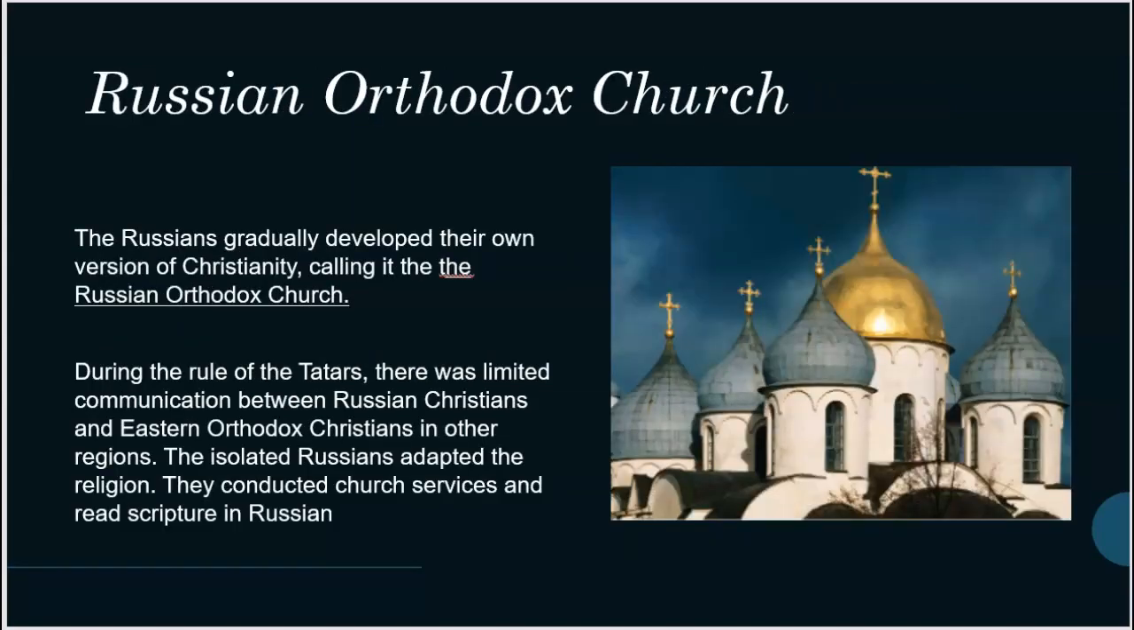Russian Orthodox Church. The Russians gradually developed their own version of Christianity, calling it the Russian Orthodox Church. During the rule of the Tatars, there was limited communication between Russian Christians and Eastern Orthodox Christians in other regions. The isolated Russians adapted the religion. They conducted church services and read scripture in Russian.